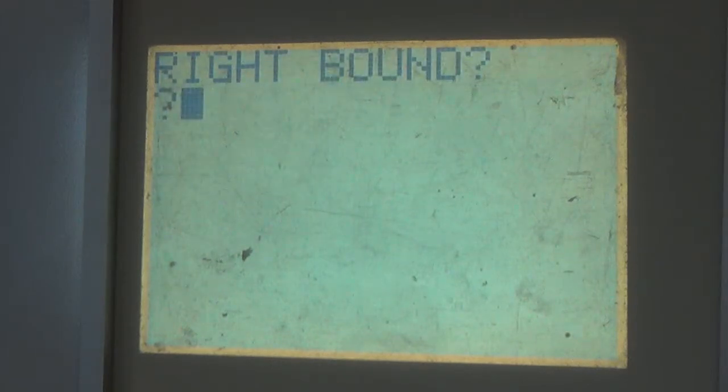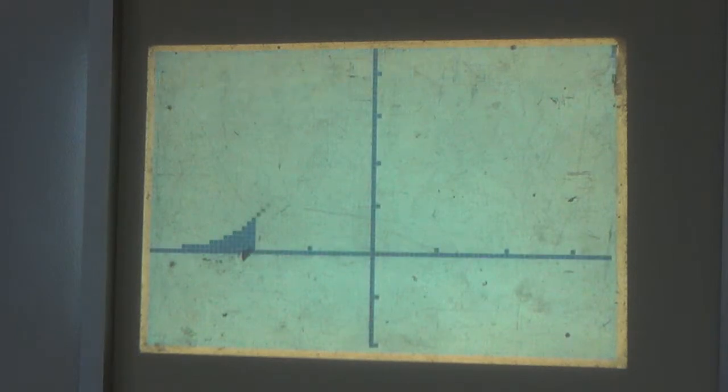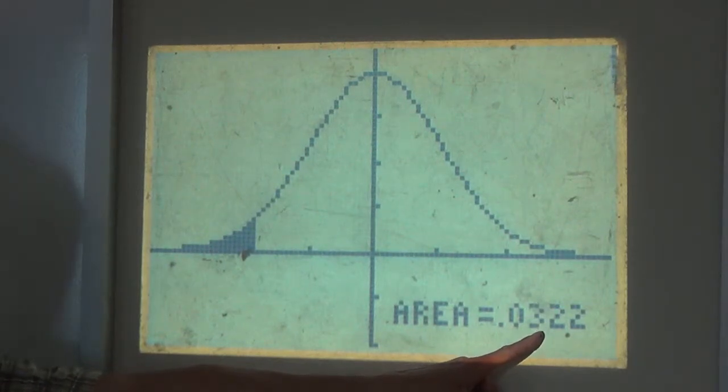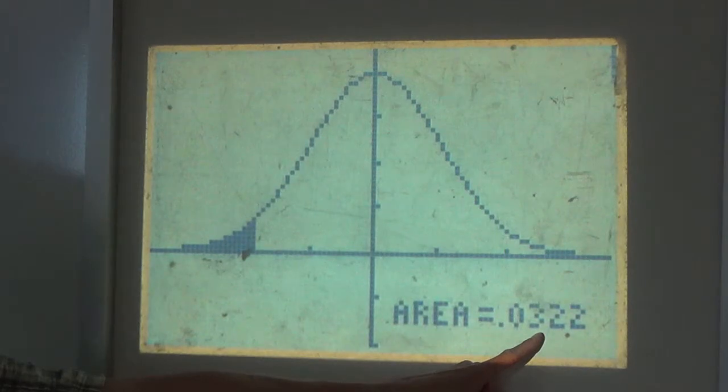What's the right bound? Negative 1.85. Don't put 1.85. That means that we're getting people sicker. If we forget the negative sign, call it positive, it means we're getting people sicker. Yes. Negative 1.85. Let's go draw it for us. There it is. There's our area. Looks pretty close to our curve. 3.22%. What do you think that is?